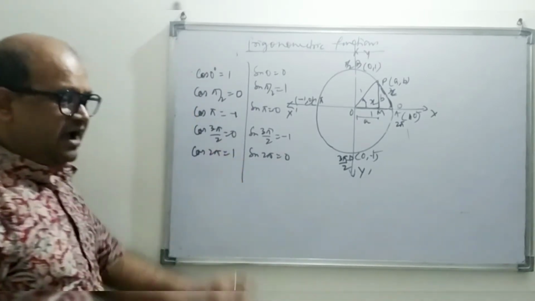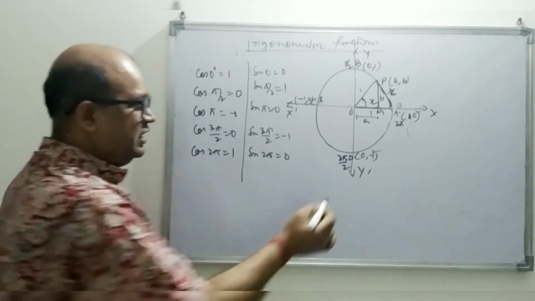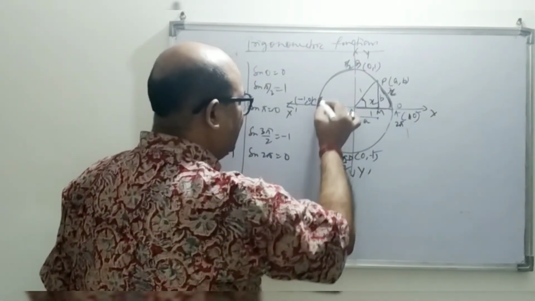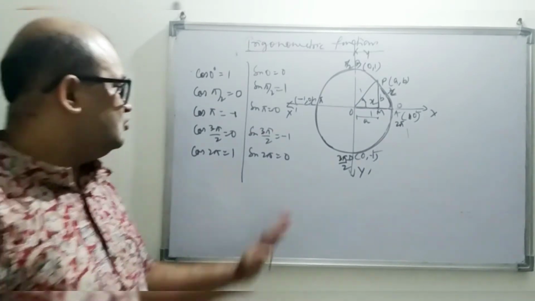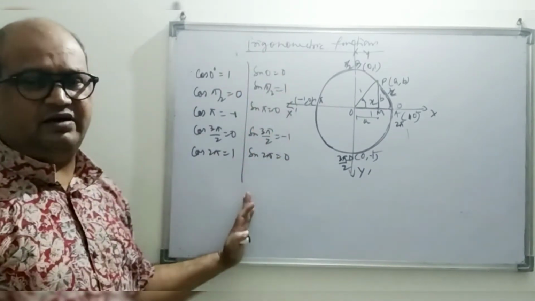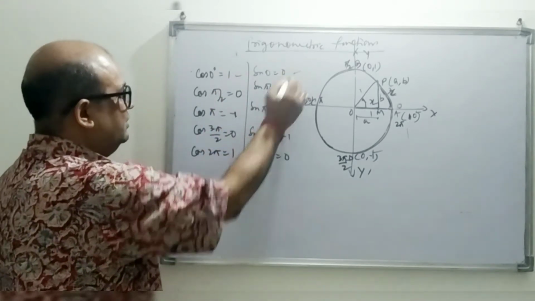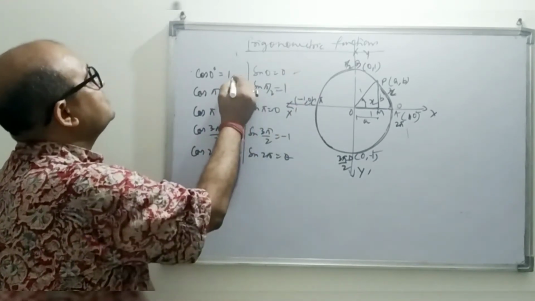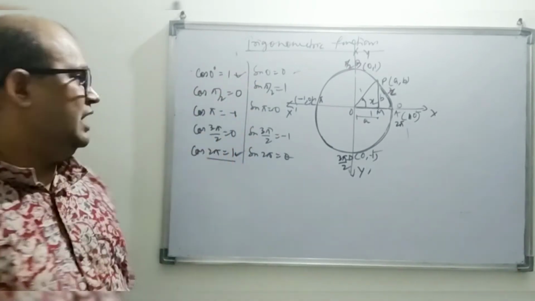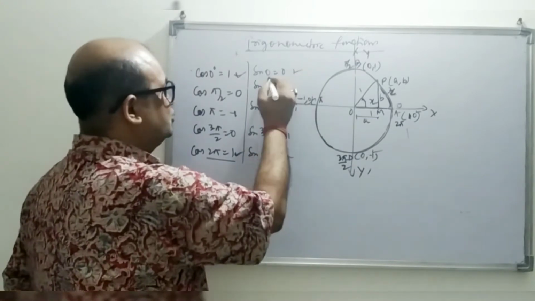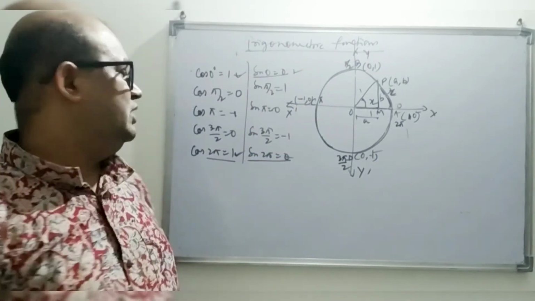So after every 2 pi measurement, that means in one complete rotation, the angular measurement is 2 pi. So after every 2 pi angular measurement, the value of sine and cosine remains the same. See here, it starts from 0 and reaches 2 pi. This and this values are same. Similarly, in case of sine also, it starts from 0 and when it reaches 2 pi, its value remains the same.